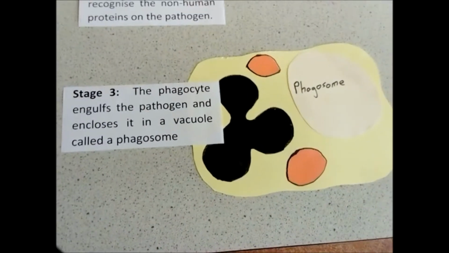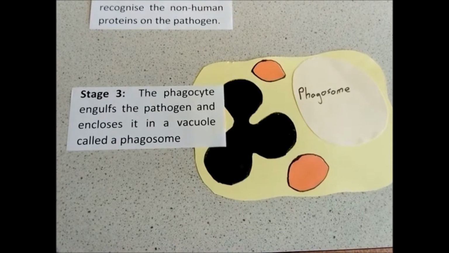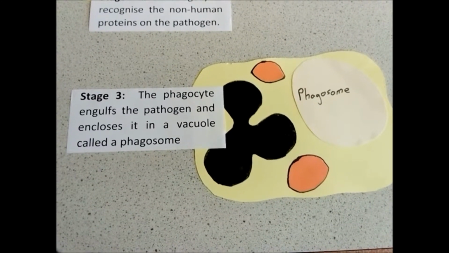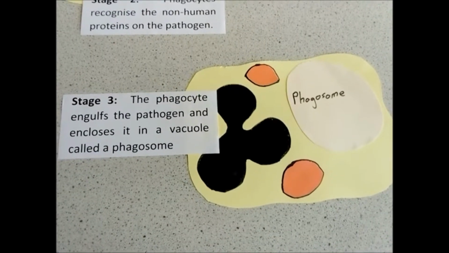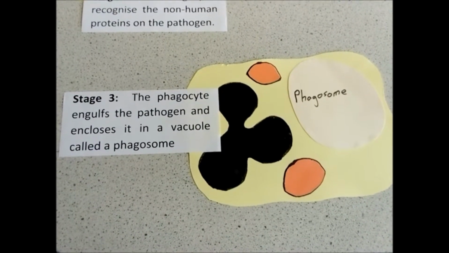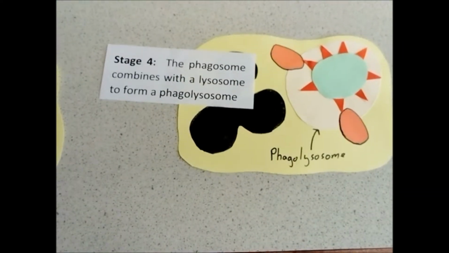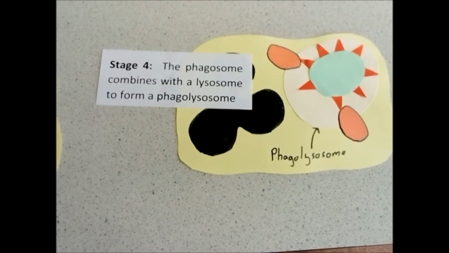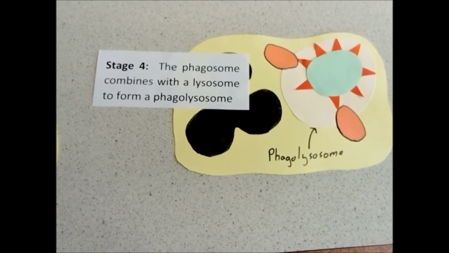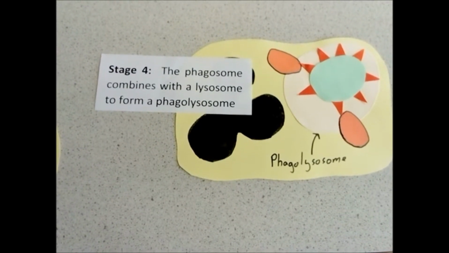The third stage is that the pathogen is encased in a vesicle called a phagosome. This phagosome is a membrane-bound sac that encases the pathogen. The next stage is that two lysosomes within the phagocyte go and connect to our phagosome to form a phagolysosome.